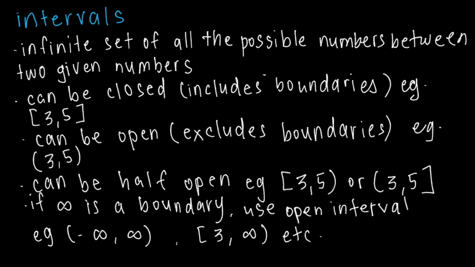And if we exclude both the boundaries, it's an open interval and we use round brackets. So that would be all the numbers between 3 and 5, but we are not counting 3 and 5. And if we include only one boundary, the interval is half open. And if one of our boundaries is infinity or negative infinity, that side should always be open, as a convention, because you can't really include infinity.